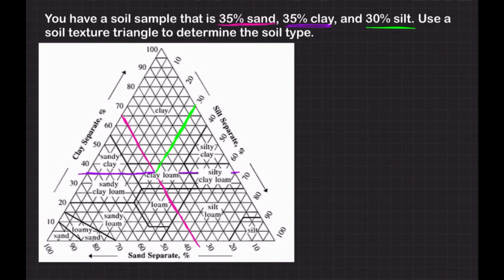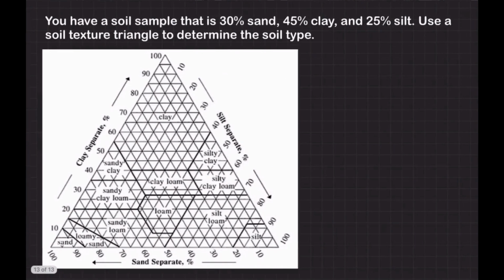So right here, all of ours meet in this clay loam box, and I'm going to outline this clay loam box like this, so you can see where it is because it's kind of hard to see. Okie dokie. So this one was clay loam. Did you get it right? Okay, now let's try the third one.